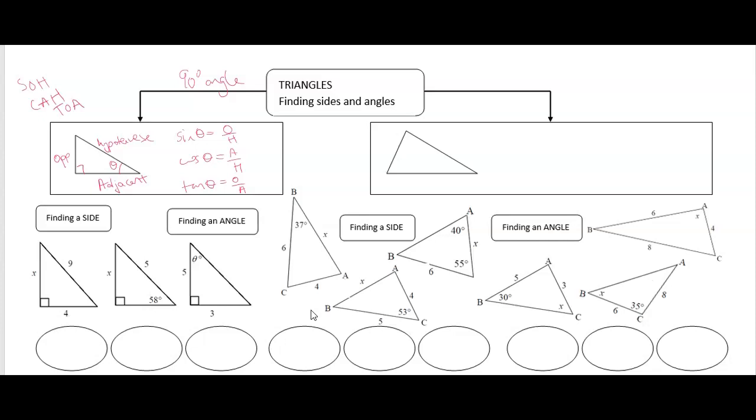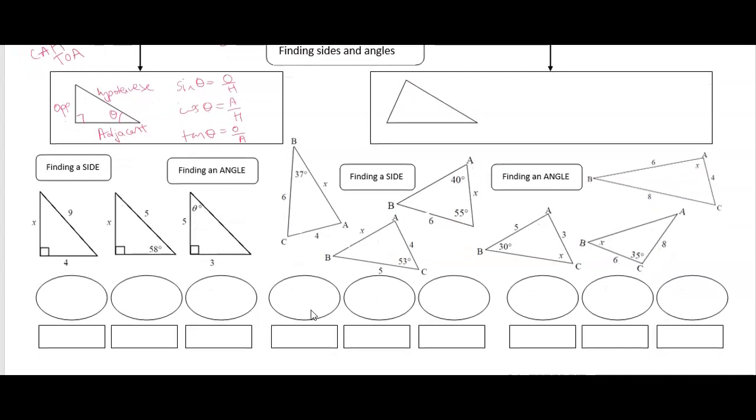All right, you can also use Pythagoras' theorem. That isn't in this little box here, but just remember Pythagoras' theorem, and I'll put this up here: a squared plus b squared equals c squared. We're going to look at that in a second anyway. All right, so let's scroll down.